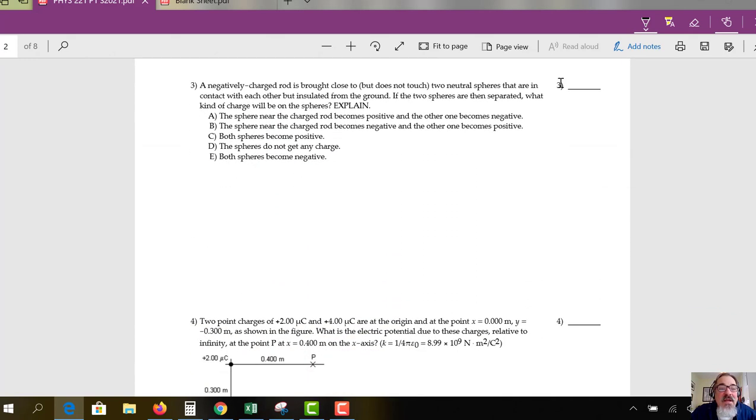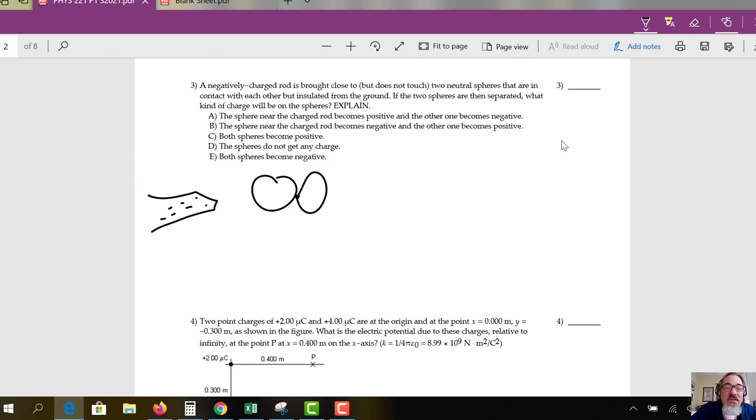Okay, question 3. A negatively charged rod is brought close to, but does not touch, two neutral spheres that are in contact with each other but insulated from the ground. Okay, so let's kind of draw this. Here's one sphere, here's another sphere. They're touching, and you bring a negatively charged rod close by.